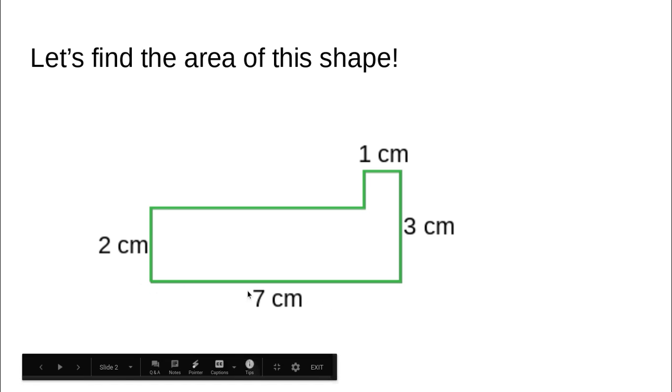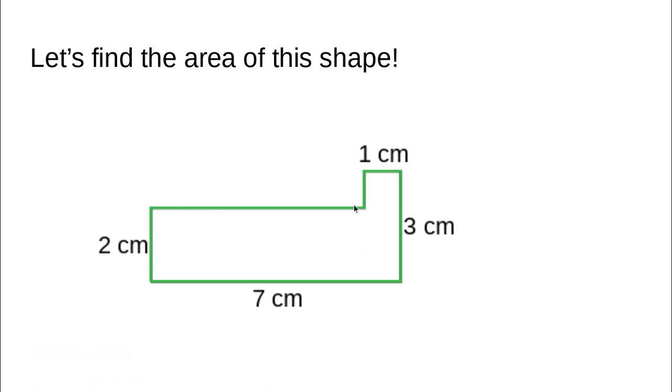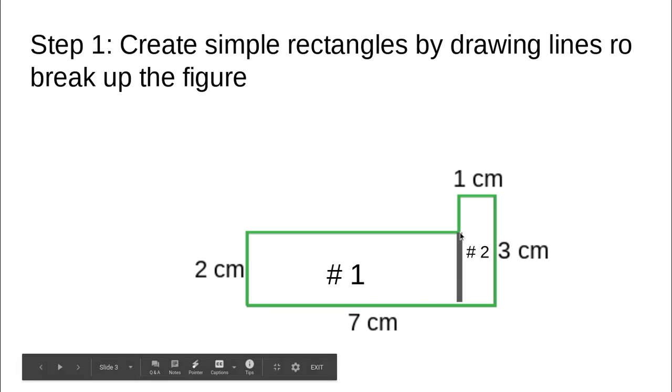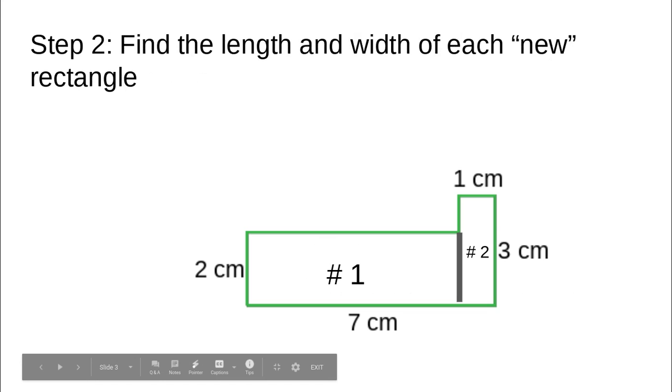You'll notice that we've got some of the sides labeled and a couple of things are not labeled, and that's okay. We may end up with extra that we don't need, or we may need to find a couple more pieces depending on how we break it up. All right, so here's our step 1. We want to create simple rectangles by drawing lines to break up the figure. There's my little typo again. So I chose to draw a line right down here. So I've got rectangle 1 over here and rectangle 2 over there. So that is our step 1. I now have 2 shapes. All right, let's move on to step 2.